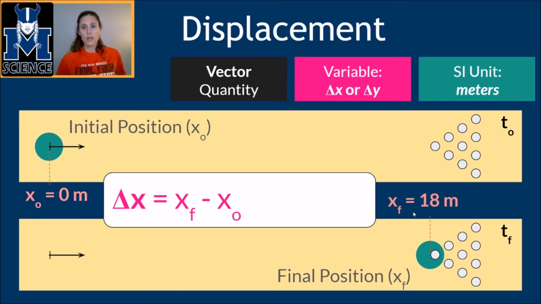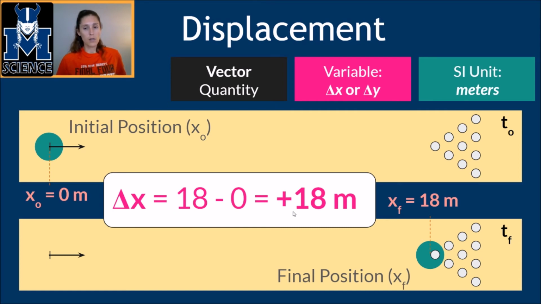At some later time, tf, we have a position of 18 meters of that bowling ball. We don't really care about what happened in between. We just know that at one time point we have a position of 0 meters, and at the next time point we have a position of 18 meters. So to calculate the displacement of that bowling ball, we just need to take 18 minus 0, and we keep that sign. It has a displacement of positive 18 meters.